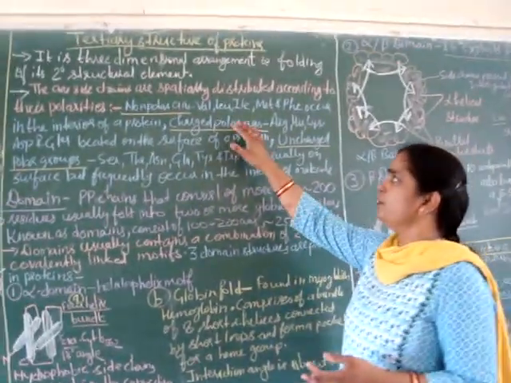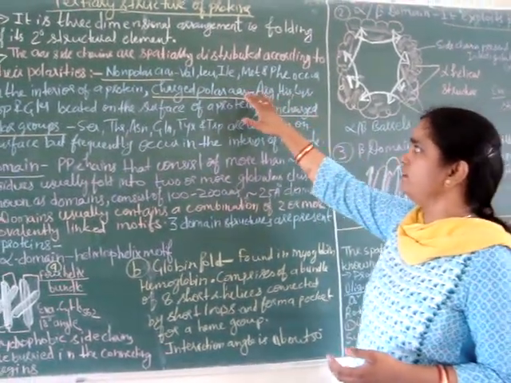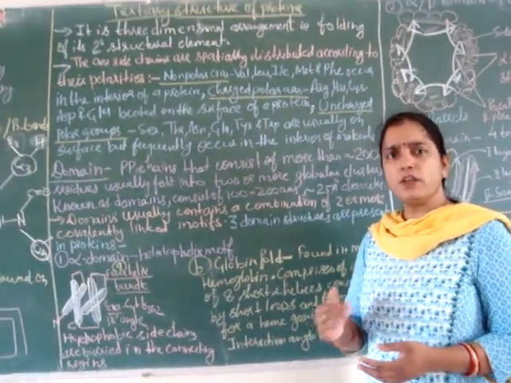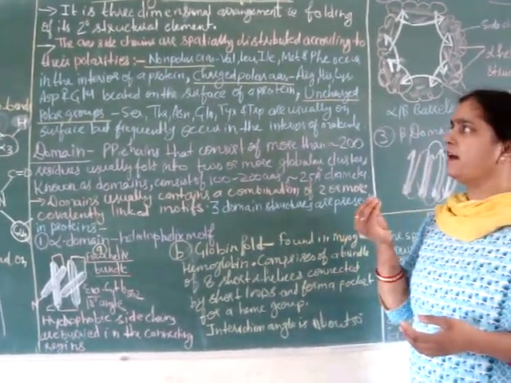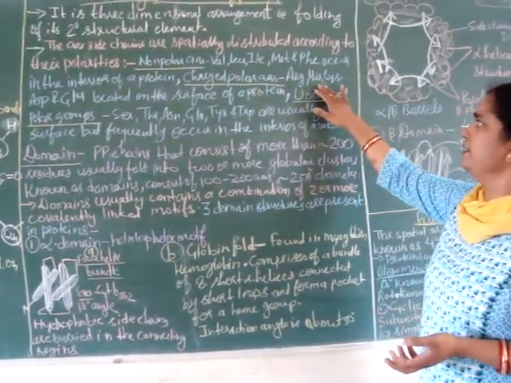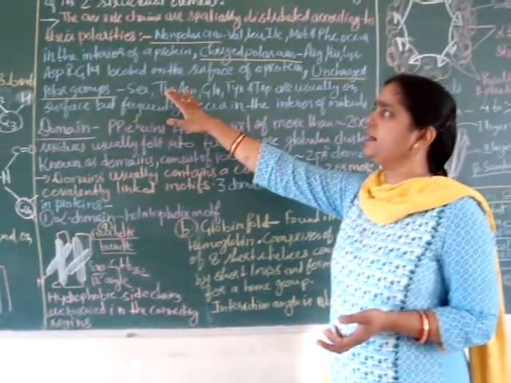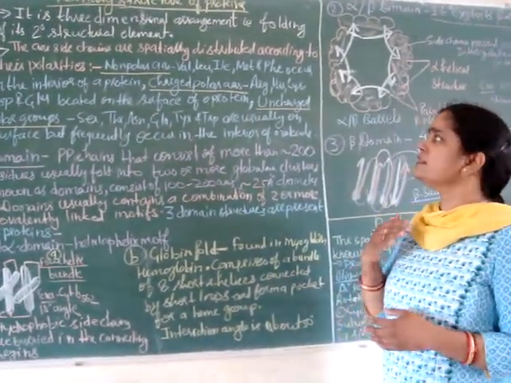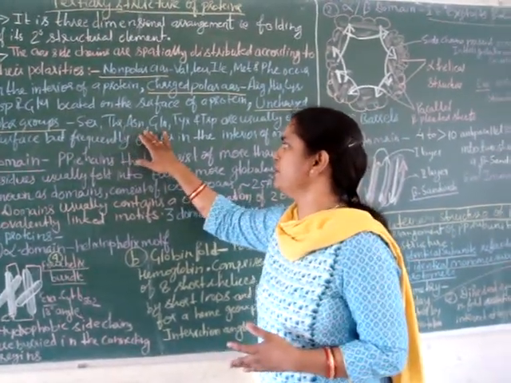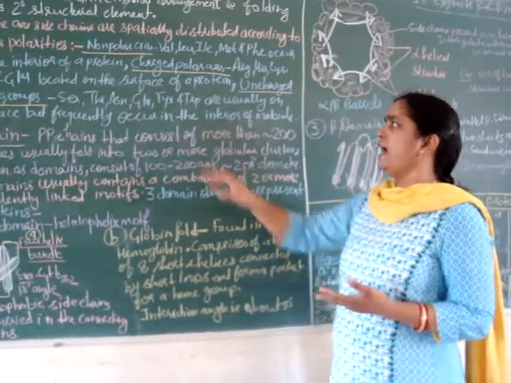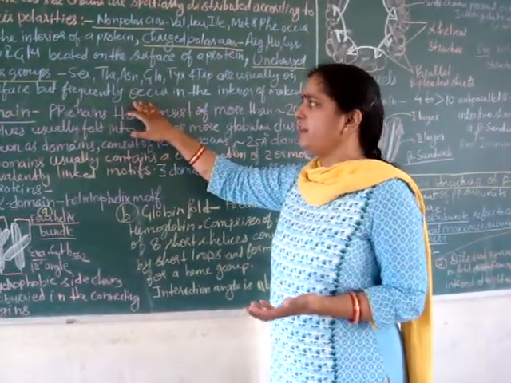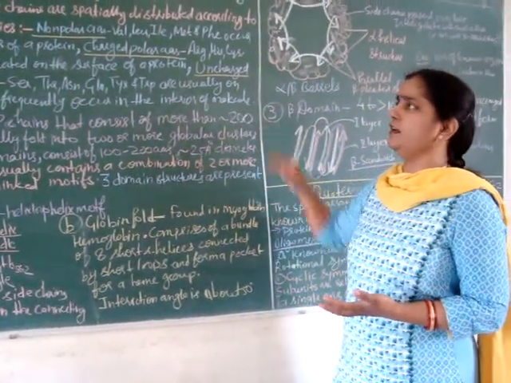For example, non-polar amino acids in the tertiary structure like valine, leucine, isoleucine, methionine, phenylalanine, occur in the interior of a protein, very far away from the aqueous environment. Then charged polar amino acids like arginine, histidine, lysine, aspartate and glutamate are located on the surface of a protein. And uncharged polar groups like serine, threonine, asparagine, glutamine and the aromatic amino acids tyrosine and tryptophan are usually found on the surface but frequently occur in the interior of the molecule.